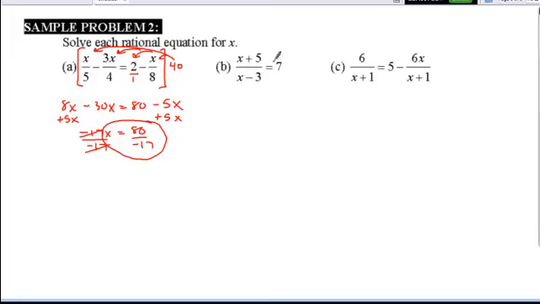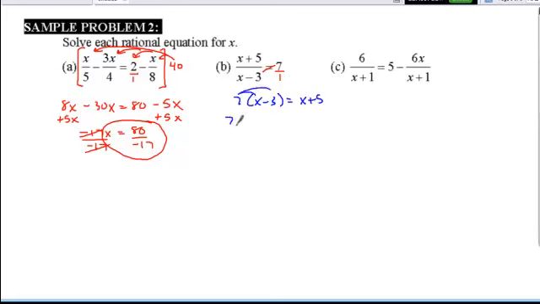All right, in the second group, right here you have a proportion, right? You have one fraction set equal to another fraction. So you can solve this just by cross multiplying. So here if we take 7 times x minus 3, set that equal to 1 times x plus 5, and then just solve.